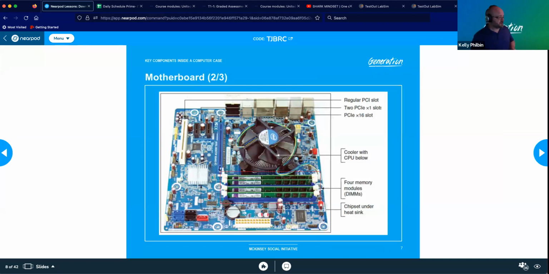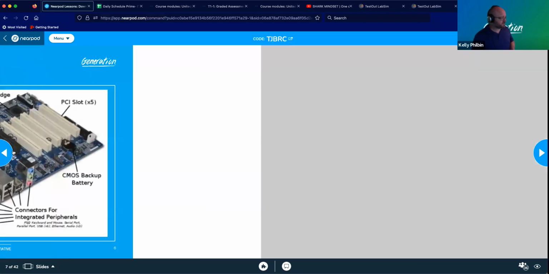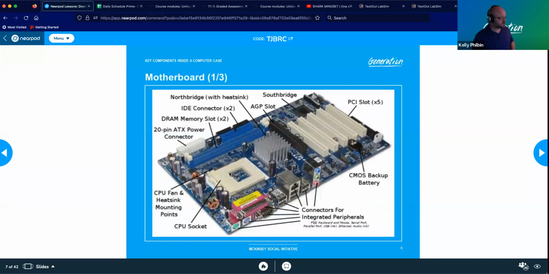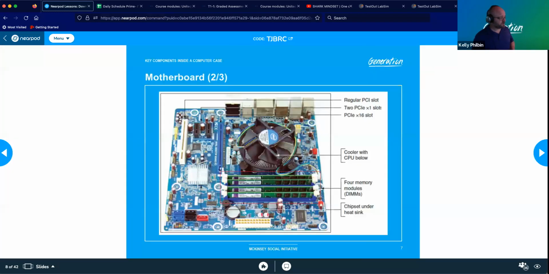Here is our Northbridge chipset. It is the largest heat sink closest to the CPU. We come back here. Here's our Northbridge right next to our CPU.